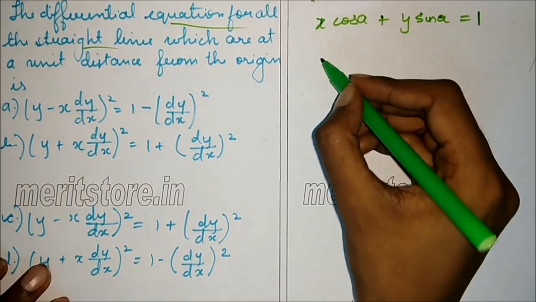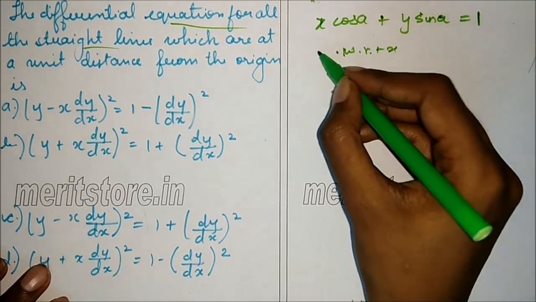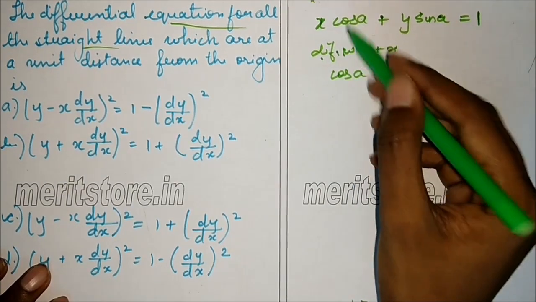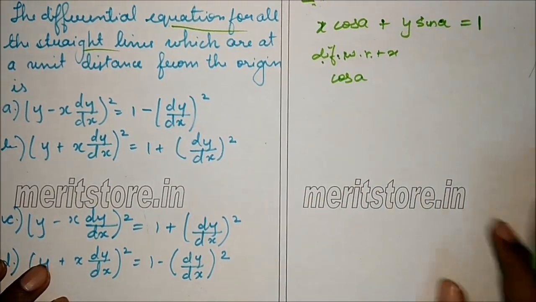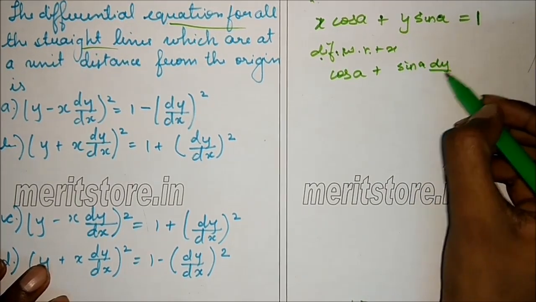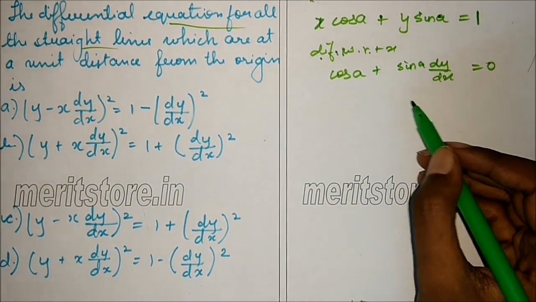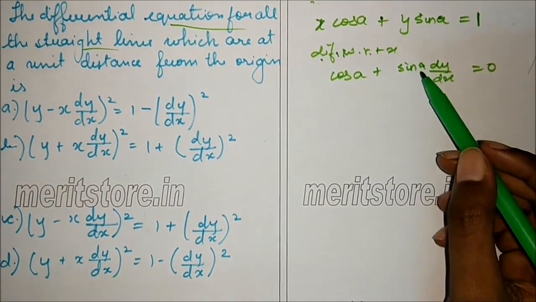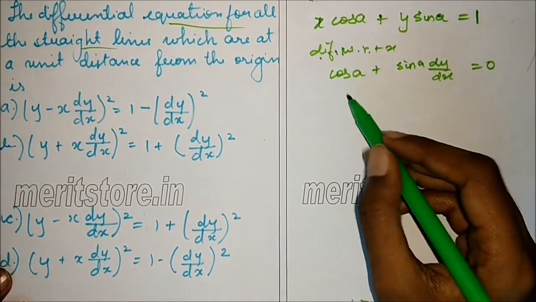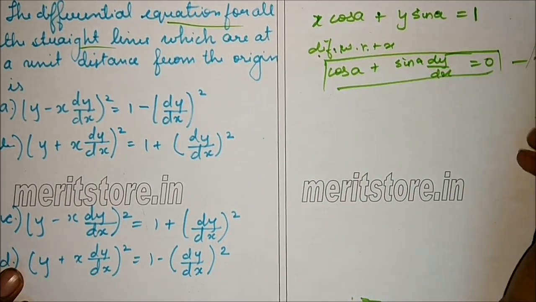So first we differentiate with respect to x. So we get cos A, differentiation of x is 1, plus sin A, as it is, dy by dx equals 0. So this is the first derivative. Let this be equation 1.